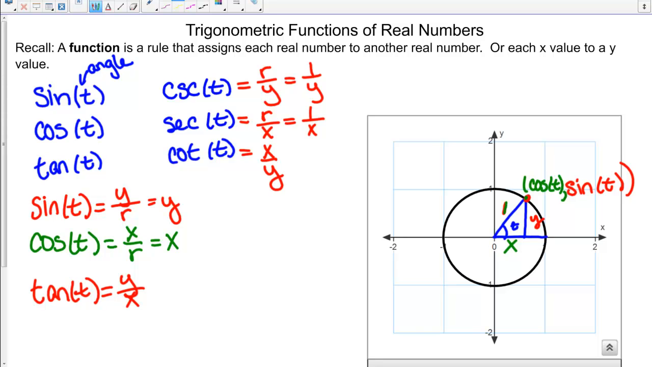So what do we notice about some of these functions right here? Well, we know that y can't be 0 for our cosecant. We know that x can't be 0 for our secant. We know that y cannot be 0 for our cotangent, and x cannot be 0 for our tangent.